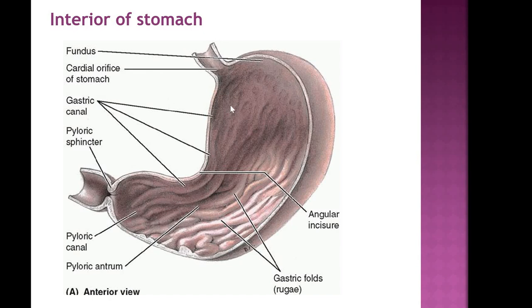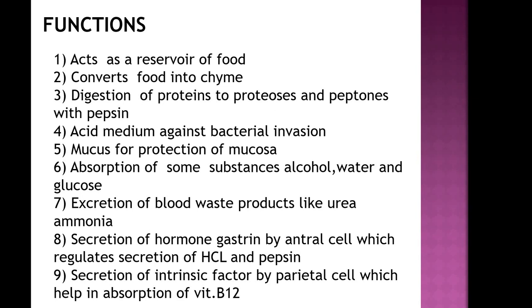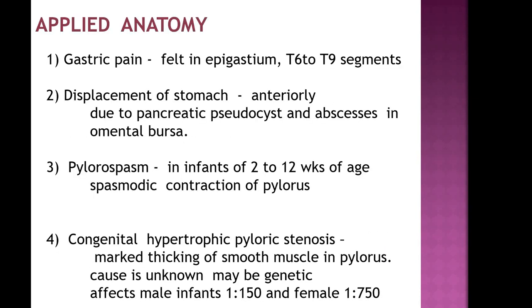The gastric rugae along the lesser curvature of the stomach are continuous, and these form the gastric canal. The importance of the gastric canal is that when we take fluid through the mouth, it passes directly through this canal before it mixes with the rest of the stomach. So the lesser curvature gets maximum insult when we take fluid. Then these are the functions of the stomach. Then we will study the applied anatomy of the stomach.